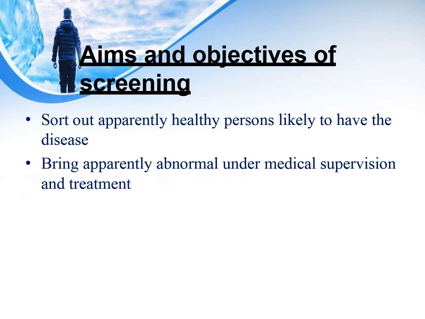Aims and objectives of a screening test. The aim of the first step is to look for signs of the disease in question. The results of a screening test are considered to be positive if signs of the disease are found, and negative if no signs of the disease are found. The second step involves doing further tests to enable a more accurate diagnosis. It helps us to sort out apparently healthy persons likely to have the disease. And secondly, it brings apparently abnormal persons under medical supervision and treatment, who do not have any symptoms or signs and look apparently healthy.